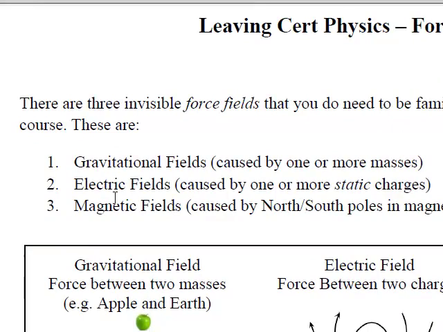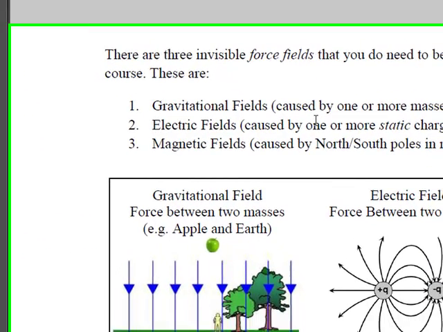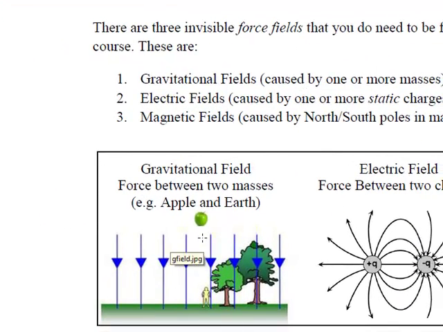So one by one, the first field we're going to look at is the gravitational force field, and this is always caused by one or more masses. And you can see what it might look like here. If we could see this invisible force field, you might see lines, in the example of the apple and the Earth, lines going from the apple down towards the Earth here.